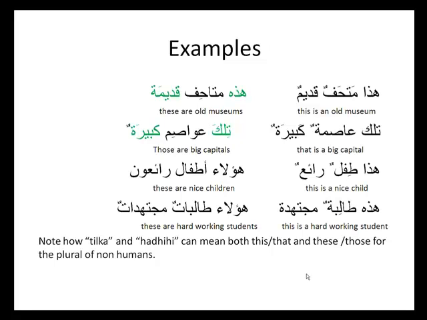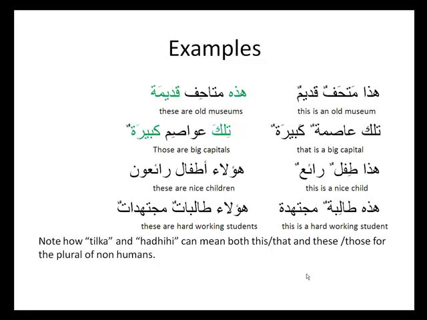تلك عاصمة كبيرة. That is a big capital. تلك عواصم كبيرة. Those are big capitals. Right? Again, تلك and كبيرة stay feminine, but they don't go plural or anything like that. They keep feminine singular, even though عواصم is in the plural form, because both matḥaf and ʿāṣima are treated as non-humans, museum and capital. And it doesn't matter that matḥaf is masculine and ʿāṣima is feminine, both of them are treated as feminine singular in the plural.